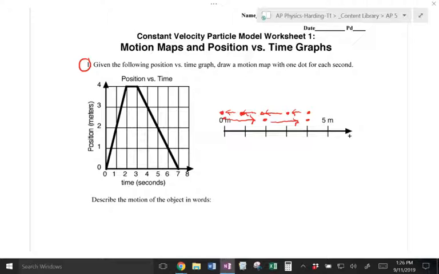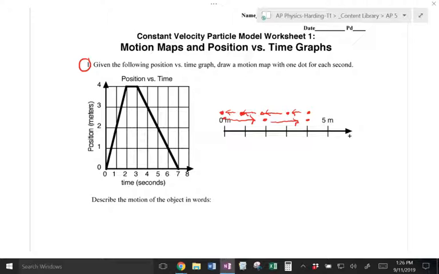Then the other one was, how did you determine the order? I started with the beginning of the graph at 0 seconds, and then went to 7 seconds.